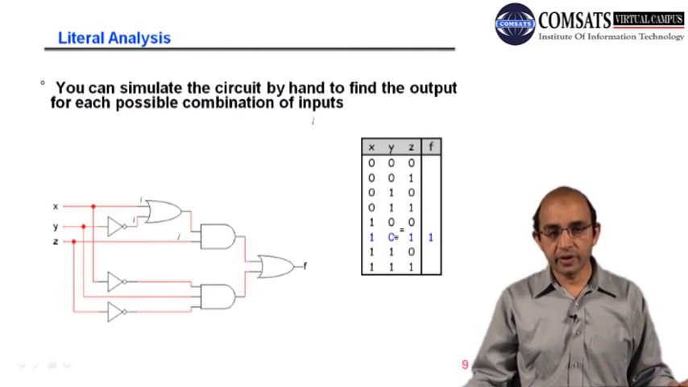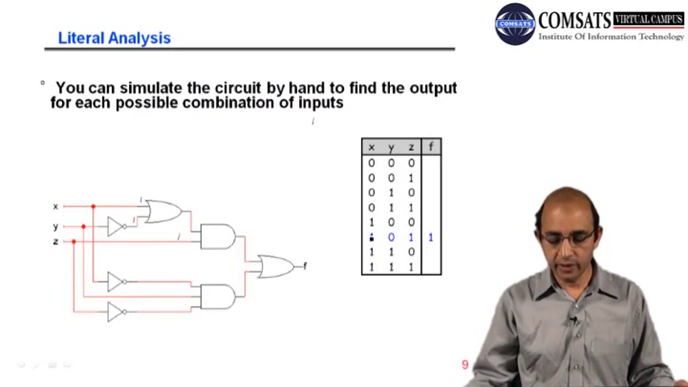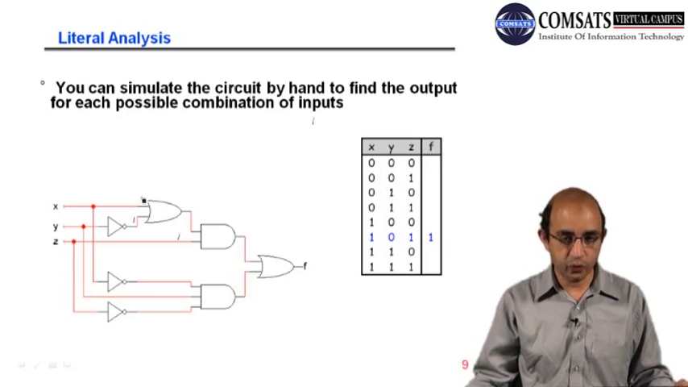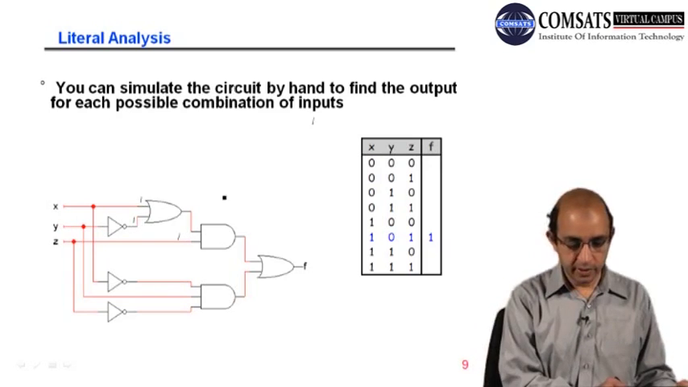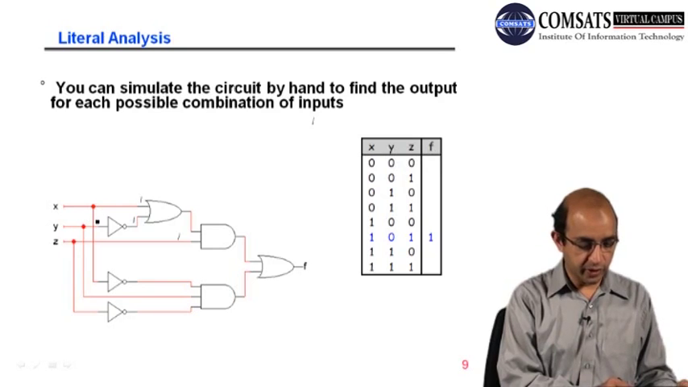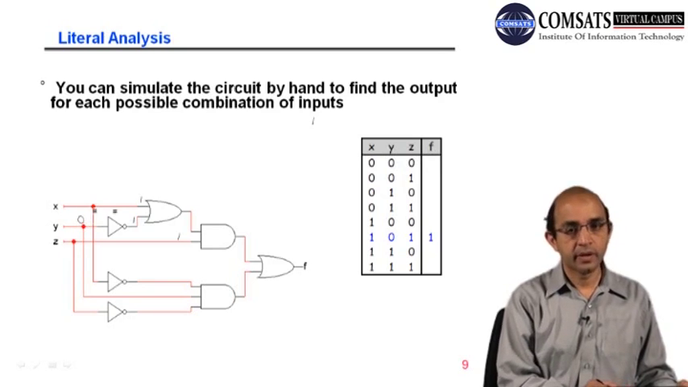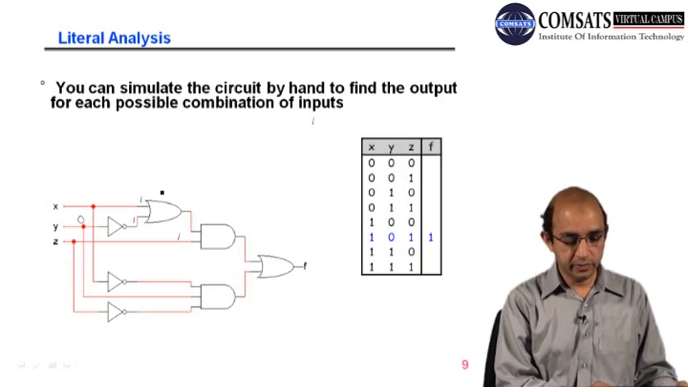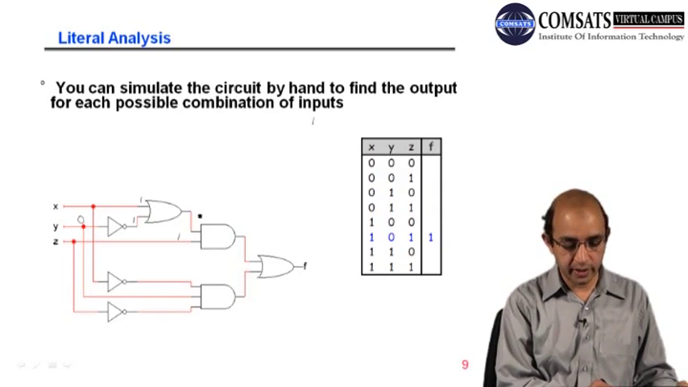Right. So if we are focusing on this value for x, y, z, 1, 0, 1, you can see that we have 1 over here for x, and y is 0, so its complement is 1. So let me place a 0 over here. Here we have 1, 0, 1. This 0 is complemented, we get the 1, so we have a 1 over here. So 1 and 1 is 1.